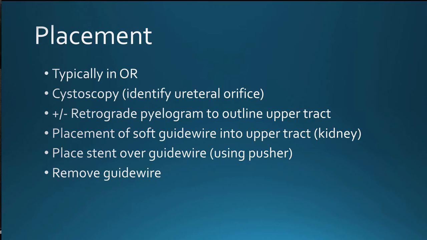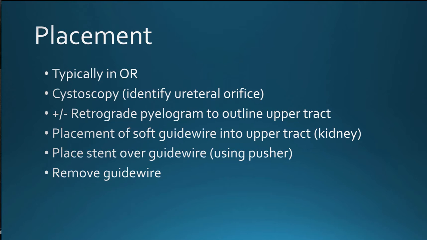Placement is relatively straightforward, although it requires significant expertise and technique in some settings, particularly trying to traverse sometimes high-grade and tricky obstructions. But most commonly, ureteral stent placement is done in the operating room with the patient under general anesthesia.